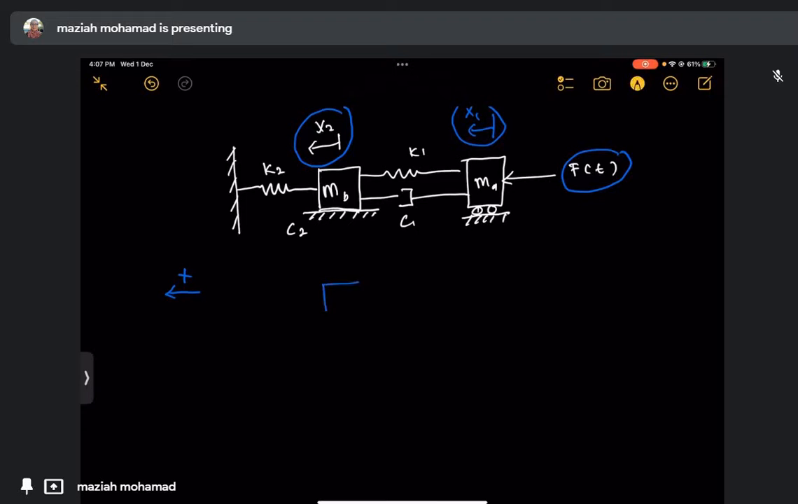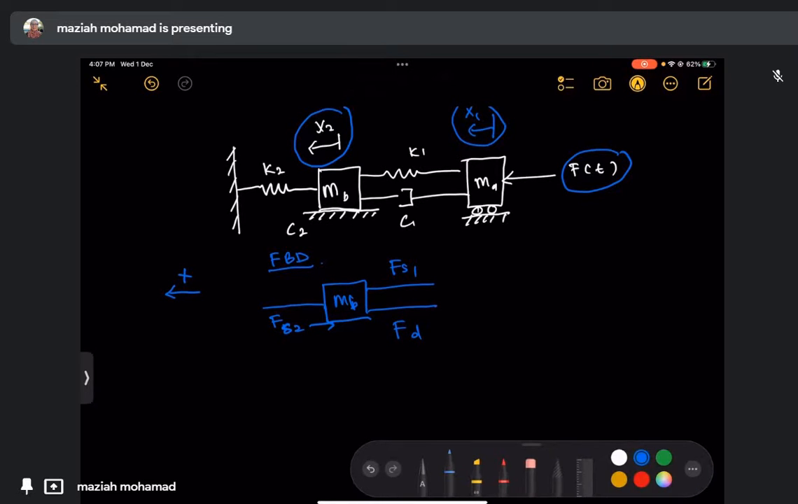If we draw the FBD, the first step is always the FBD for MB, right? So we have the force for spring number 2, and then the force for spring number 1, and then a force coming from the damper. But then there is also an additional force due to C2 here. So again, you need to consider the direction of force.